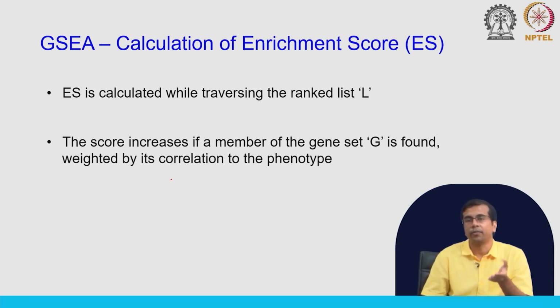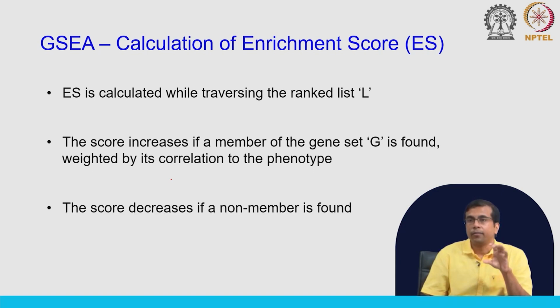If it is at the top, it will get this correlation, and that will be weighted by that correlation. So this increase is weighted by the correlation to the phenotype. And in this comparison, if the match is not there, if a gene is not found in the list, the score will decrease. So you have these two counts going on.